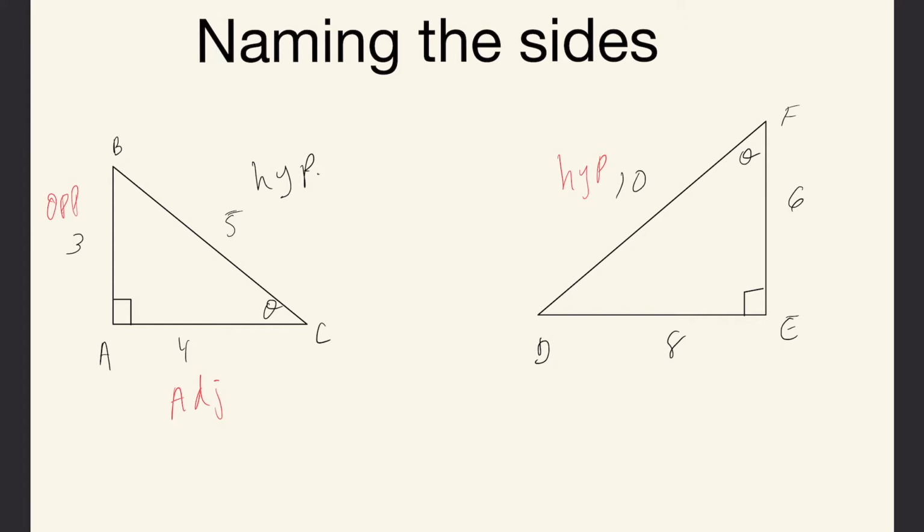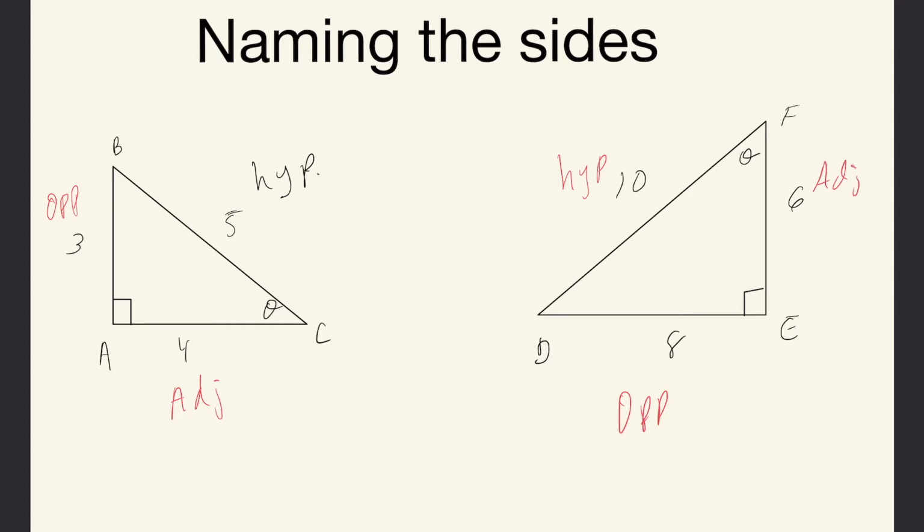So now we have all three names. These two names are going to be switched around based on your angle of reference. So if I put my theta here, right, then this becomes my opposite, and then this becomes my adjacent. So keep that in mind. Those are going to be switched around. When we look at the one on the right, again, we already have the hypotenuse that measures 10. Now our theta is here, so across from that angle, we will have our opposite, and then next to it, we'll have our adjacent.